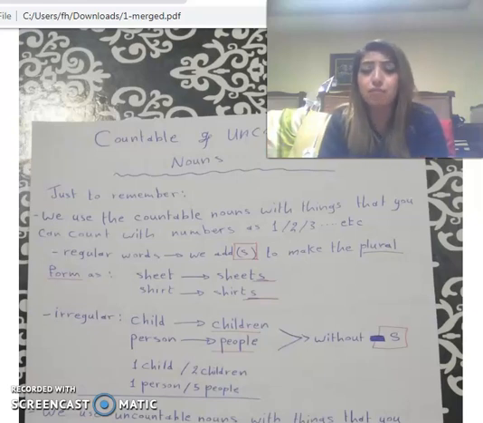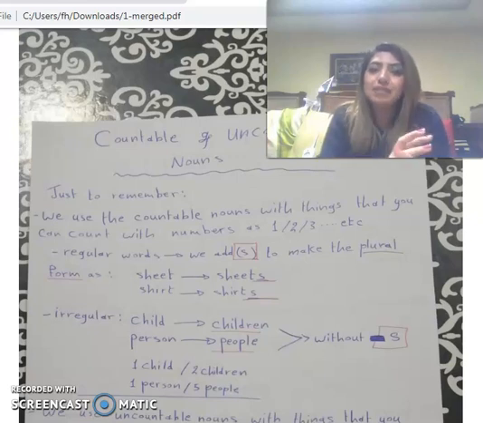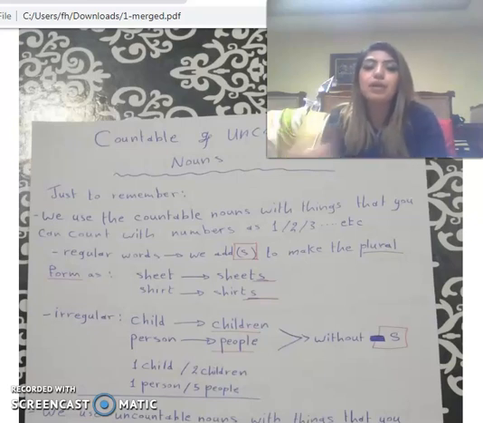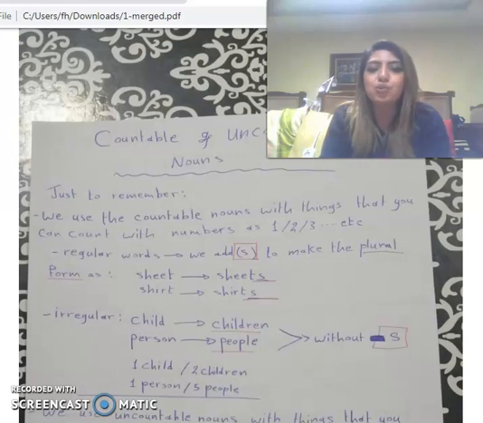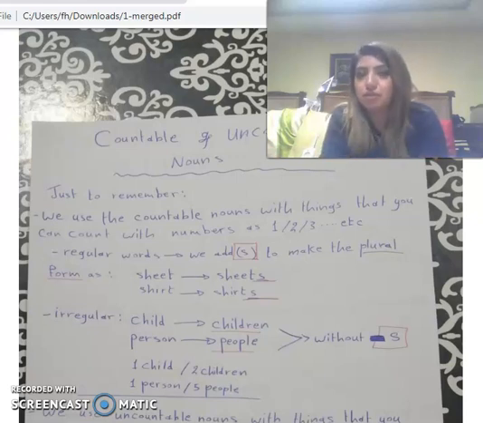And for the irregular ones, we had 2 examples, and now I will give you 2 different examples. As child, because it's an irregular countable noun, you have to say 1 child, but you can't say 2 childs. It's not. So the plural of the singular word child is children. So you can say 2 children without an S, 3 children without an S, because children is the plural countable word.